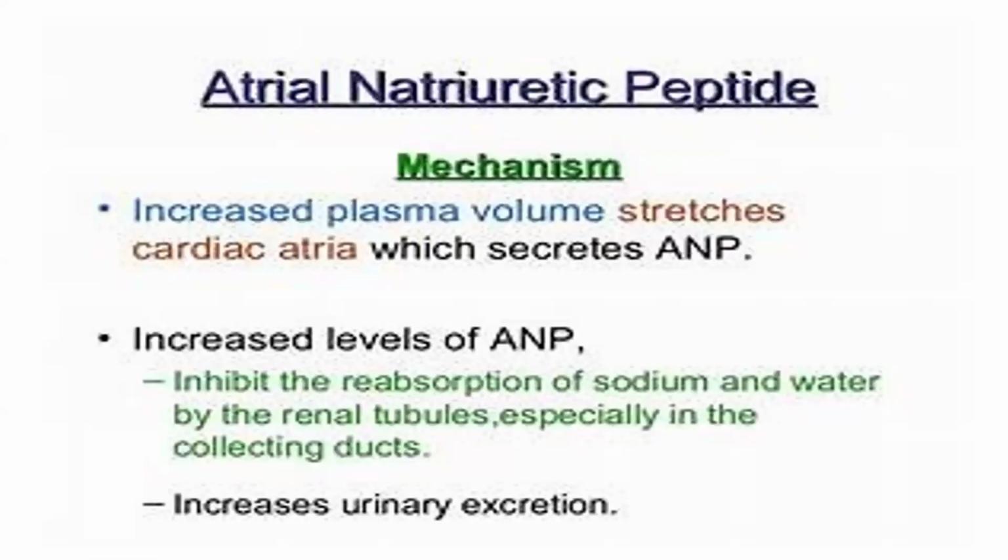Atrial natriuretic peptide. Okay, whenever you have too much flow coming back to the heart, that's going to stimulate the heart to stretch and release that ANP. And that's going to stop your body from reabsorbing sodium and water. In order to do that, it has to inhibit the renin. It will also inhibit that ADH a bit because we want to decrease volume here. Too much coming back to the heart.